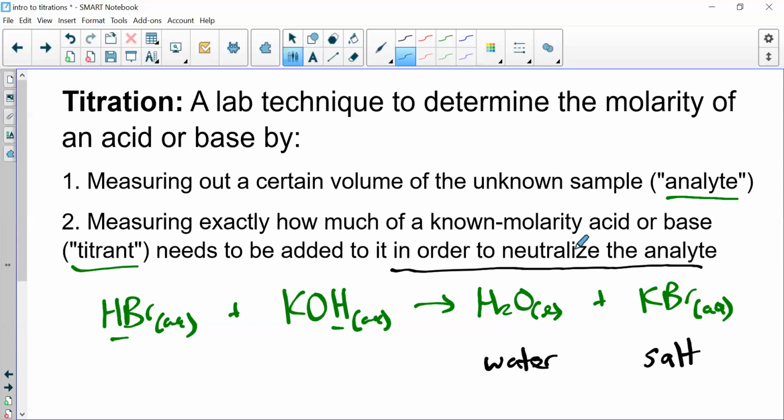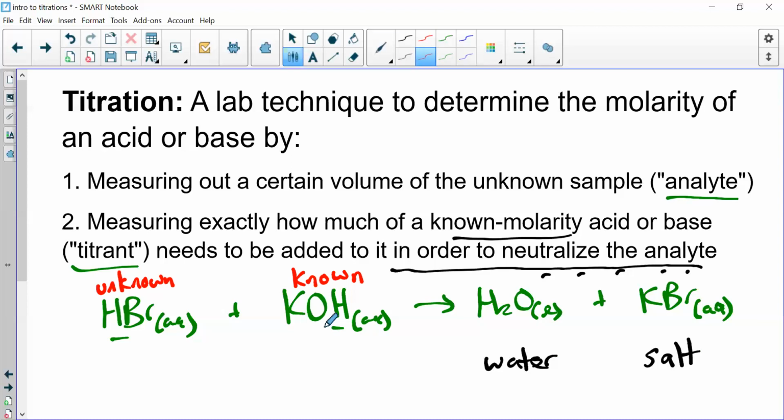So what you need to do is figure out exactly how much of the known needs to be added to the unknown in order to neutralize the analyte. What does that mean? Well, again, picture this HBr as our unknown, which we would call the analyte, and picture the KOH as our known. What we need to know is at what point this HBr completely cancels out from the KOH with nothing left over. That's neutralization. Now, if you have a little cup of your acid and you add like 500 gallons of KOH, you will cancel your acid out easily.